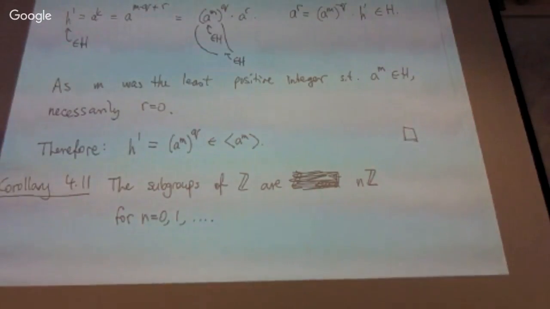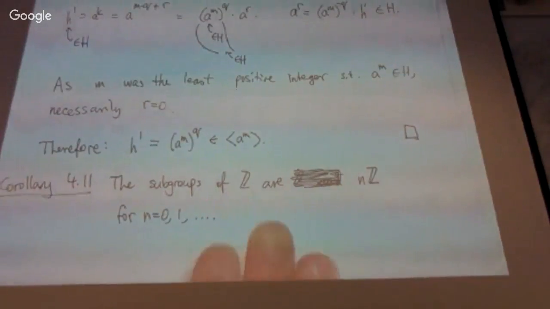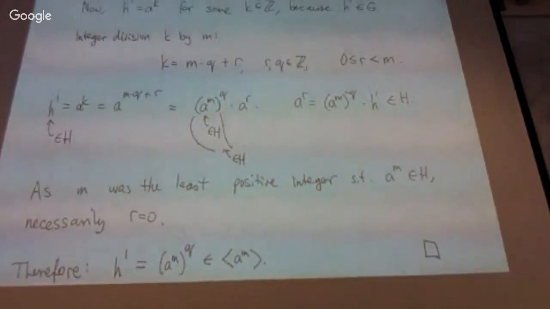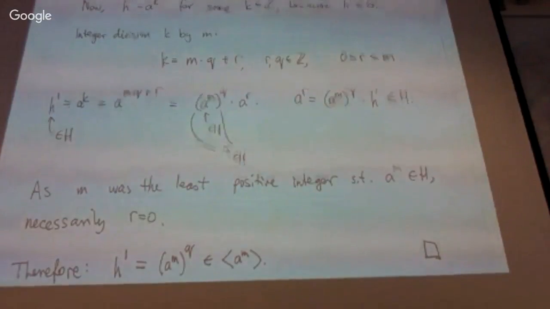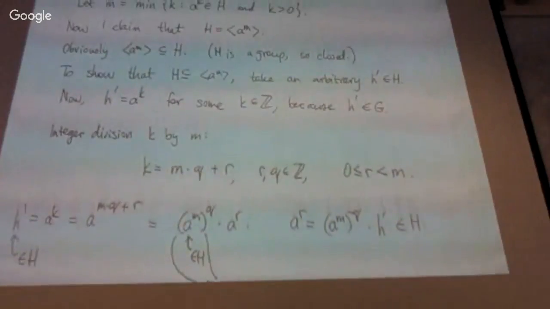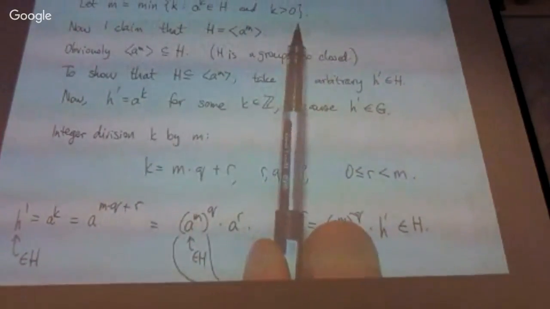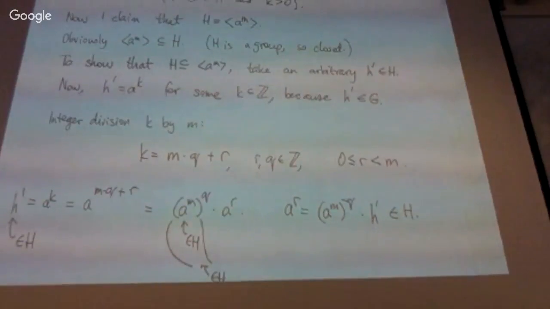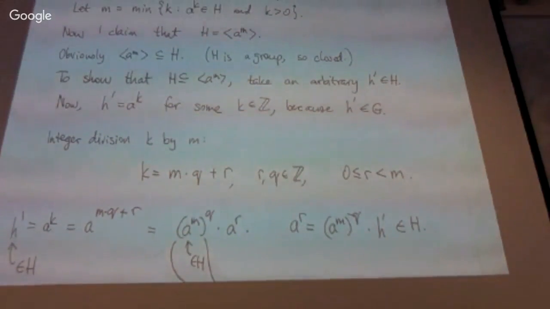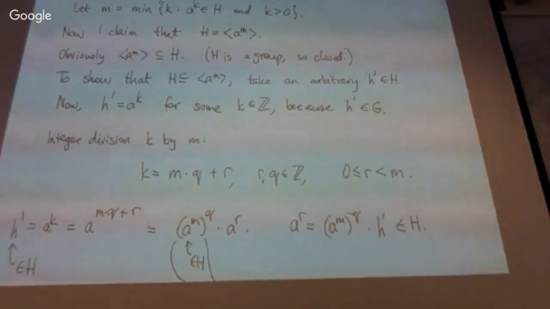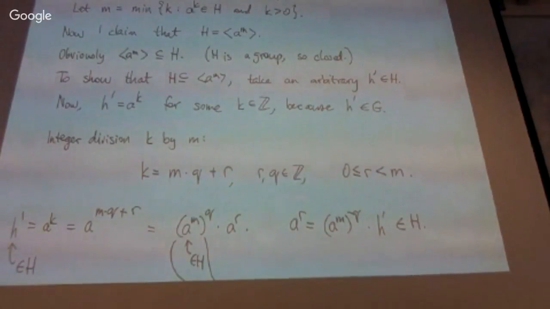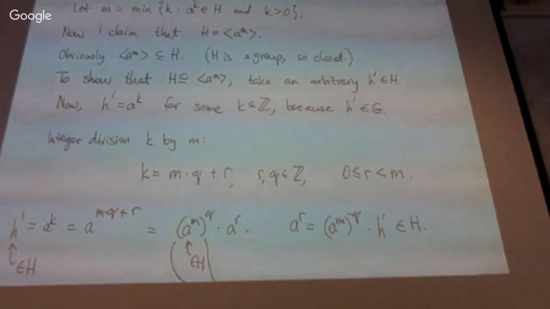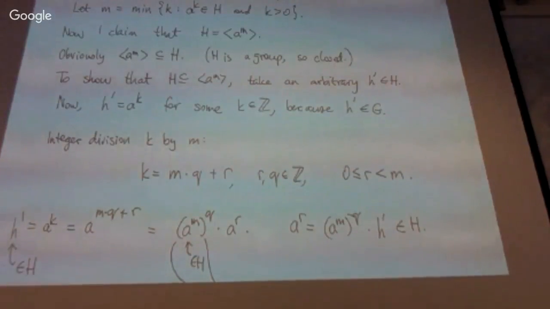Now, an example of this. You get a subgroup of Z, and what you're looking for among Z is this M. This M translates into the least positive integer that is in the subgroup. So if you have all even numbers, it's going to be 2. If you have all the multiples of 3, it's going to be 3. So the smallest positive integer that's present there will be the generator. End of example.